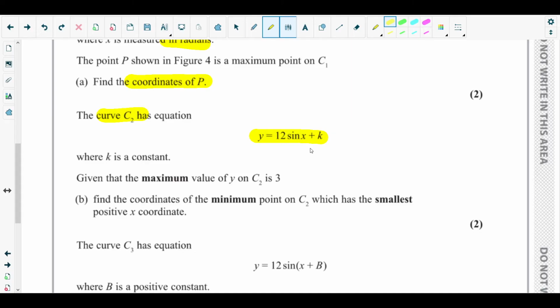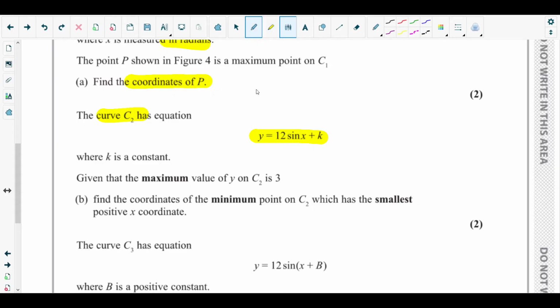Okay, wait, I'm not specifying positive. It should be a vertical translation by what? K units. It can be positive, it can be negative. We don't know exactly whether k is positive or negative. That's why it is unknown. Okay, so this is the transformation happening here.